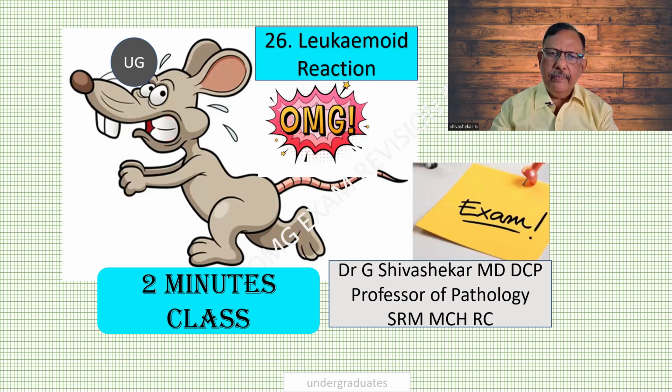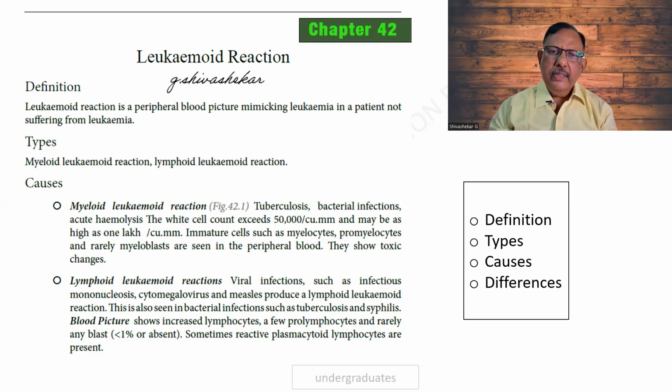Leukemoid reaction. The definition is a lesion mimicking a leukemia in a patient who is not suffering from leukemia. There are two types. One is the myeloid leukemoid reaction, the other is the lymphoid leukemoid reaction. Myeloid usually occurs in any bacterial infection. Lymphoid, on the contrary, will be in viral infections.